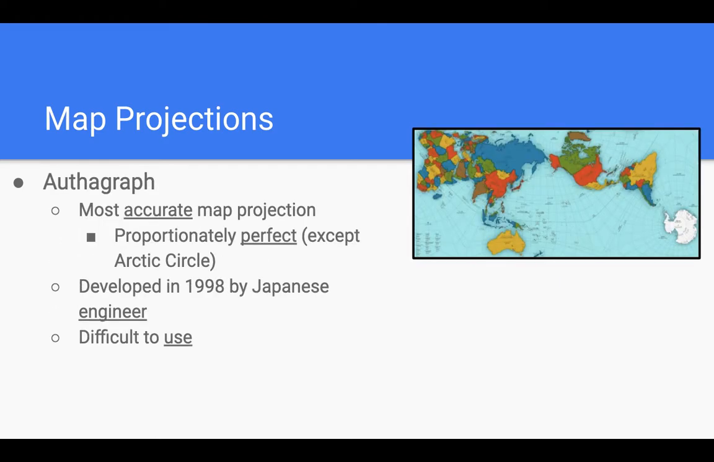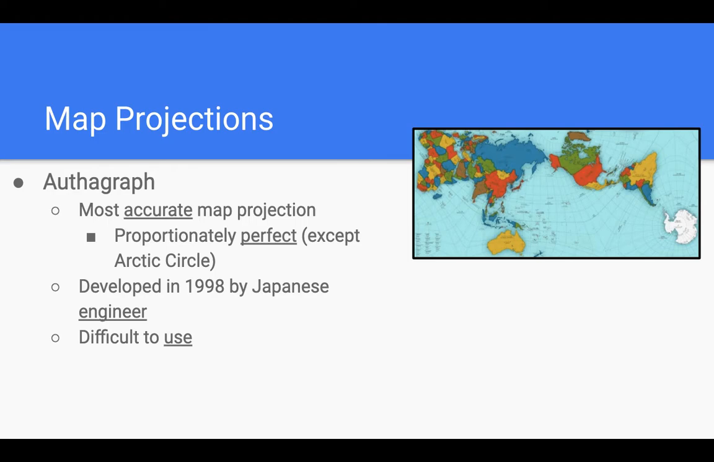And then this one is the orthograph. This one was created in the 90s by a Japanese engineer. He won a big prize for this. Basically what he did was he took a globe and put each little part of it into triangles, and then he put those triangles together to create this map projection.